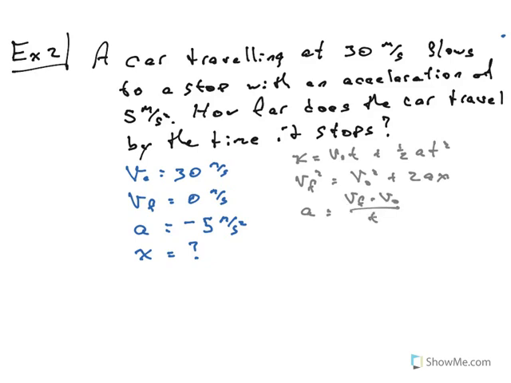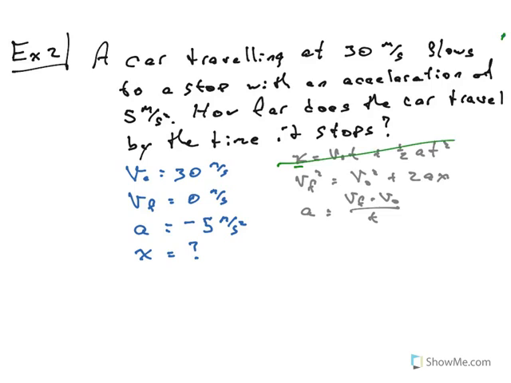All right, so same process as before. Let's start asking the questions. I'm looking for a distance. Does the first equation have distance in it? Yes, there's the x right there. All right, do I know everything else? Initial velocity, I've got it. T, I don't have time. So I can't use the first one because I don't know t.